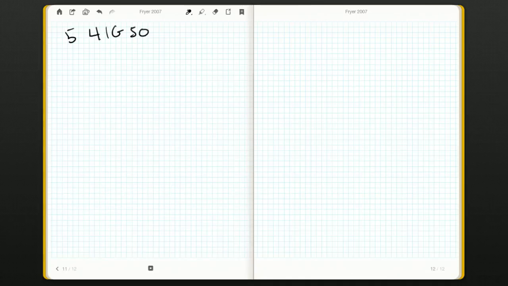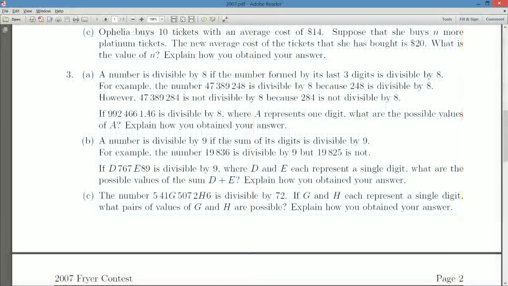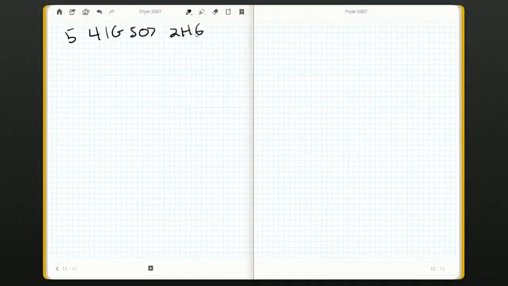541G 509, I think it's 2H6, but we're going to have to go back and double check. 541G 507 2H6. Okay.